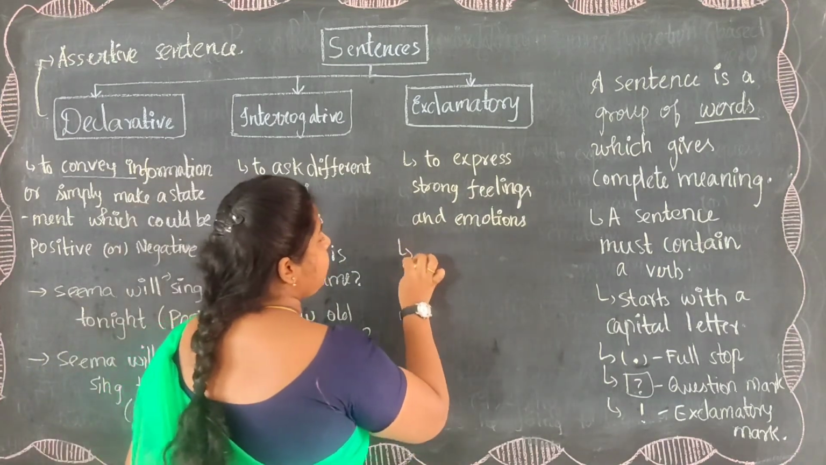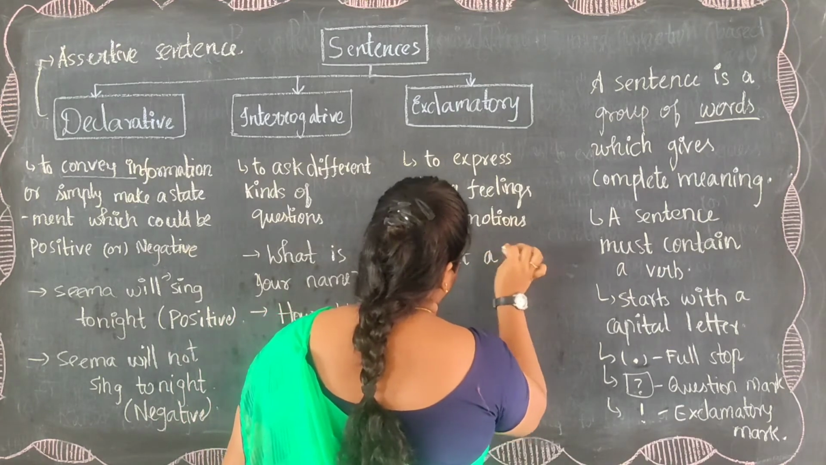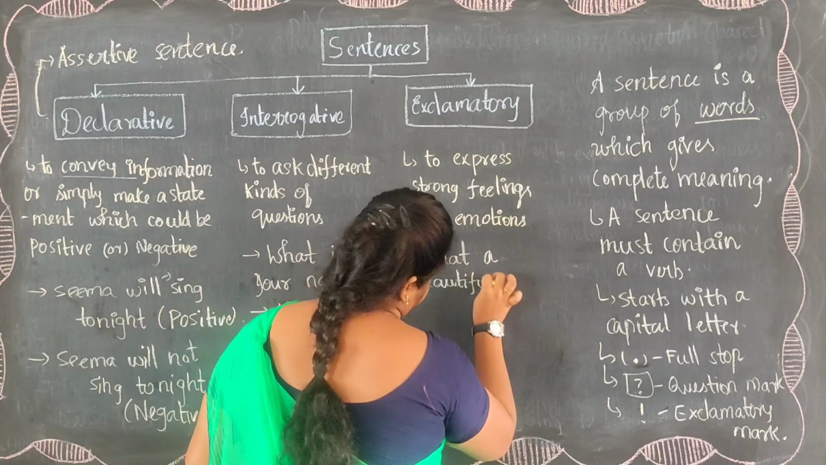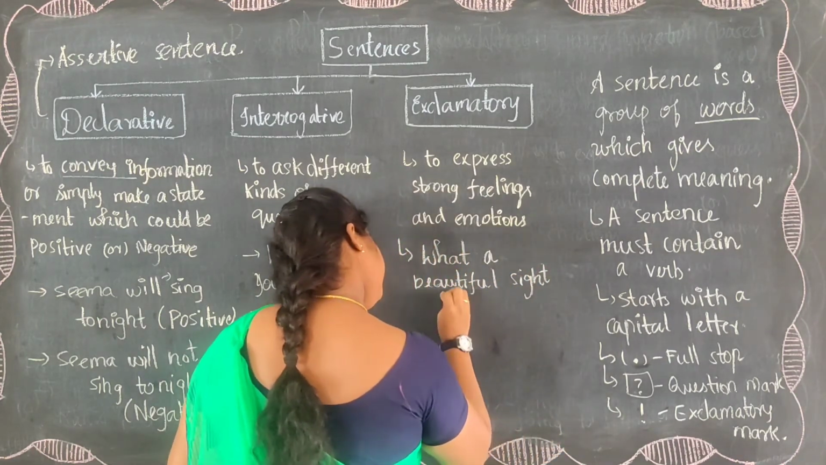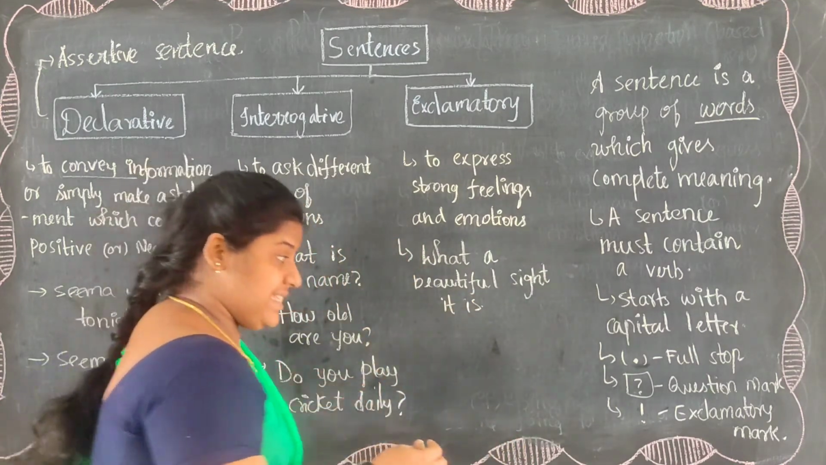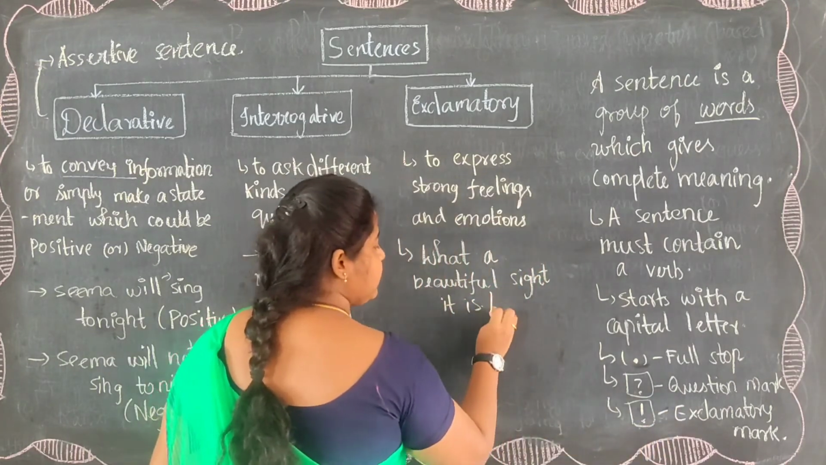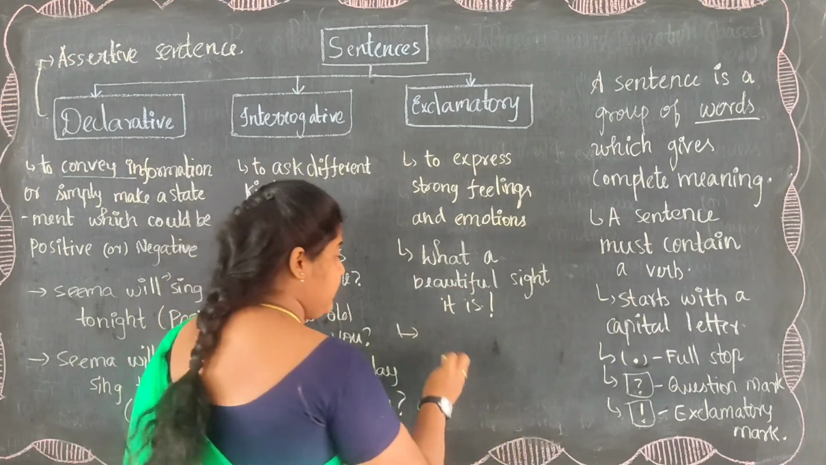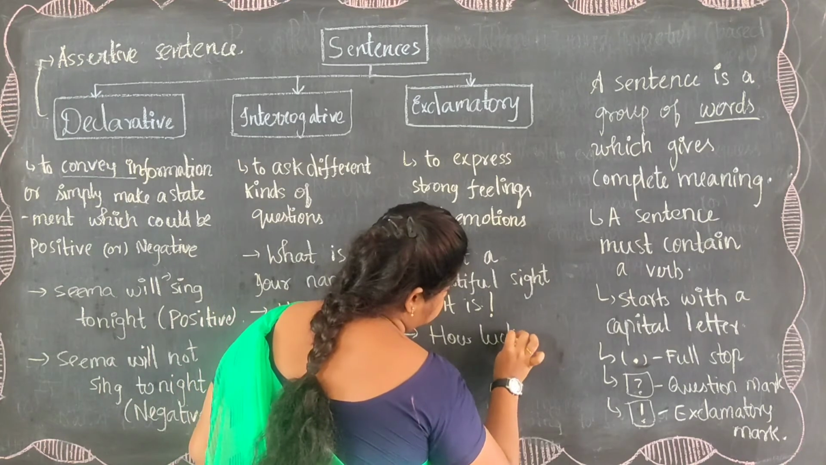For example, see here, what a beautiful sight it is. You have to end the sentence with an exclamatory mark. Okay? You have to end the sentence with an exclamatory mark. And then one more sentence, how lucky he is. Those things come under exclamatory sentences.